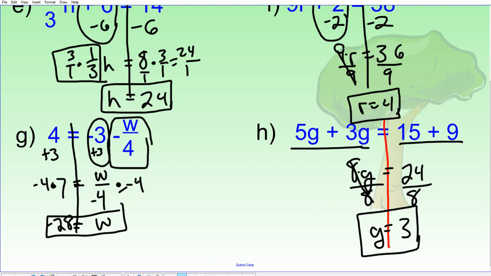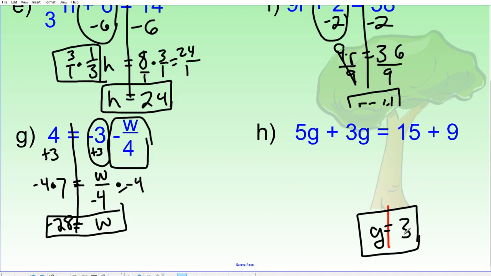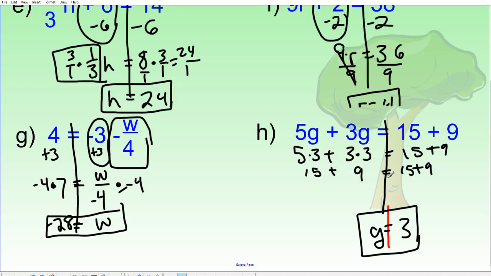Now, I haven't checked a problem in a while, so let me just show this checking your solution here. I have 2 G's. If I'm trying to plug in 3, I'm going to plug it in for both of them. All of the G's need to equal 3. So 5 times 3 is 15, 3 times 3 is 9, 15 plus 9. And I can already see that this is going to be equal because 15 plus 9 equals 15 plus 9. Yes, it does. Both sides would equal 24. So when G equals 3, it makes these two sides equal to each other.